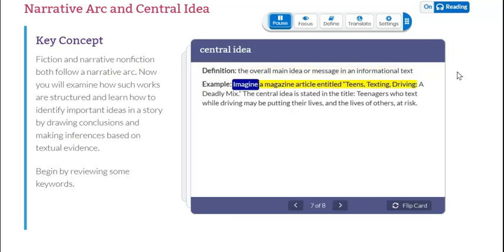Example. Imagine a magazine article entitled "Teens, Texting, Driving: A Deadly Mix." The central idea is stated in the title: teenagers who text while driving may be putting their lives, and the lives of others, at risk.